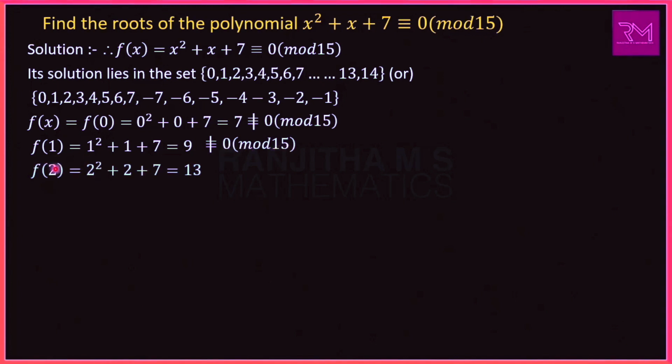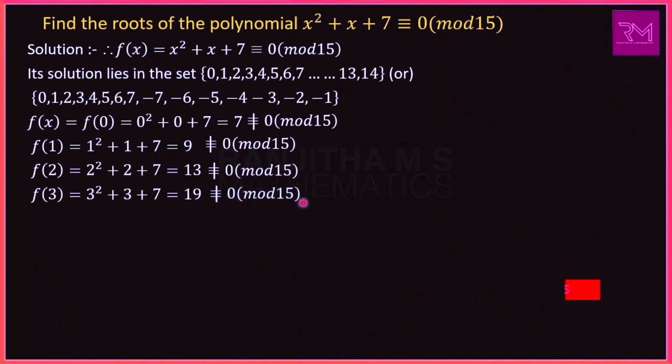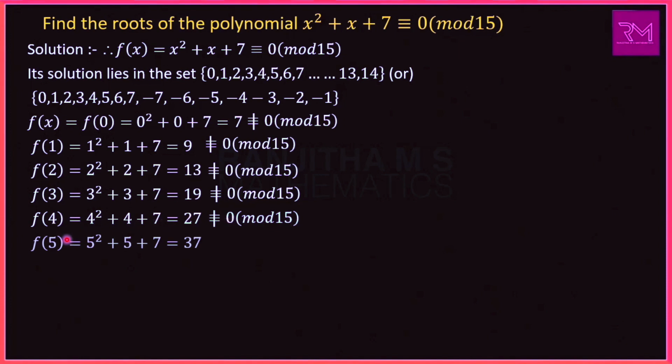Similarly, we have to check for all the values. If we substitute x is equal to 2, 2 square plus 2 plus 7, that value is 13. So 13 is also not congruent to 0 mod 15 because 15 does not divide 13. Similarly, substitute x value 3, 3 square plus 3 plus 7, we get a value as 19. So 19 is also not congruent to 0 mod 15. Similarly, if we substitute x as 4, 4 square plus 4 plus 7 is 27. So 27 is also not congruent to 0 mod 15. Substitute x value as 5, that is 5 square plus 5 plus 7, that value is 37. 37 is not congruent to 0 mod 15. Similarly, substitute x value as 6, 6 square plus 6 plus 7, that value is 49, which is not congruent to 0 mod 15.